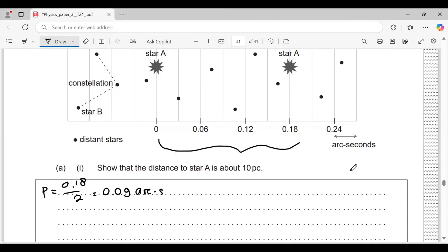And how to find the distance by the parallax formula is 1 over P, that equals D. So we can determine D, or distance, is 1 over this number, 0.09. And the result is 11.11 pc. Okay, pc or parsec, parallax second, I mean, right?